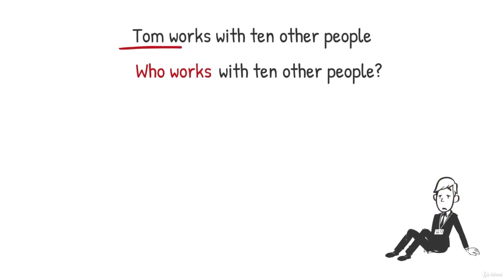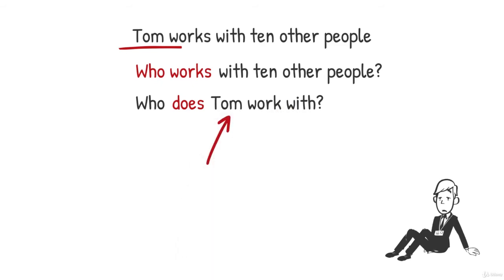Compare it with another question where who is not a subject. Who does Tom work with? Here, our subject is known. It's Tom. And we use auxiliary verb does before it. And who is the object. If you forgot the difference between the subject and the object, I strongly recommend you to go through previous lessons.